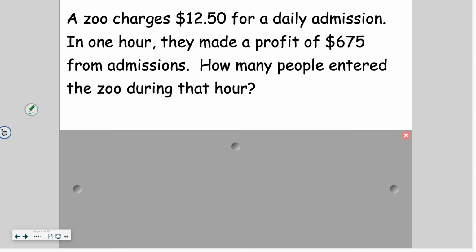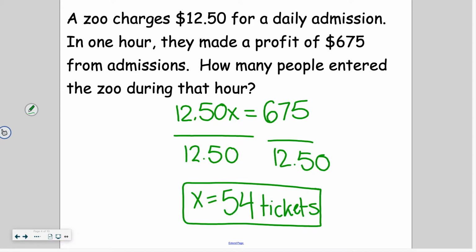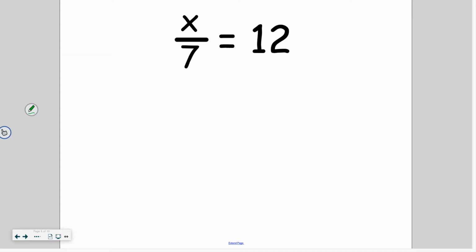So we're going to have $12.50 times x, because we don't know how many people there are, and that's going to equal our total profits, which is $675. Go ahead and finish solving this problem on your own. We're going to divide both of these by $12.50, and we find out that that gives us 54 tickets. So there were 54 tickets sold within that hour.